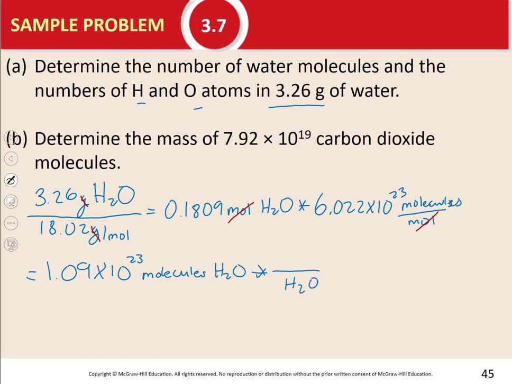Let's do first hydrogen. I want hydrogen on the top. What is the ratio of hydrogen to H2O? 2 to 1, right? So the ratio here is going to be 2 hydrogens to every 1 water. When I do that, molecules of water cancel out, and I'll just be left with atoms of hydrogen. So whatever that number is times 2, 2.18 times 10 to the 23rd, and now we're at atoms of hydrogen.